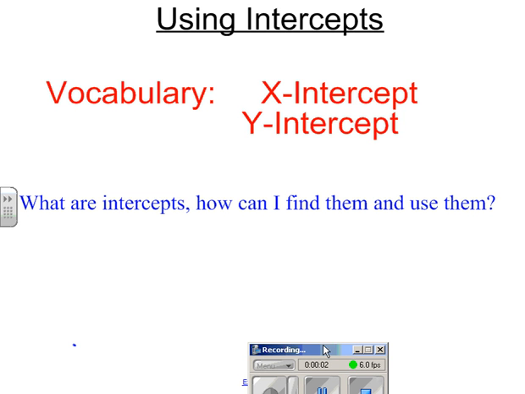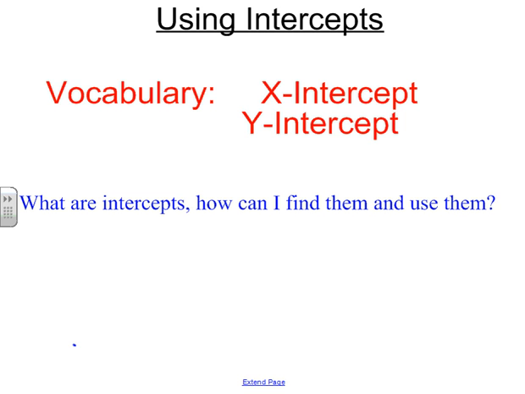Okay, today's power notes are called Using Intercepts. It's from Chapter 5, Section 2. We see our essential question. What are the intercepts? How can I find them and use them? Well, let's talk about what an intercept is.